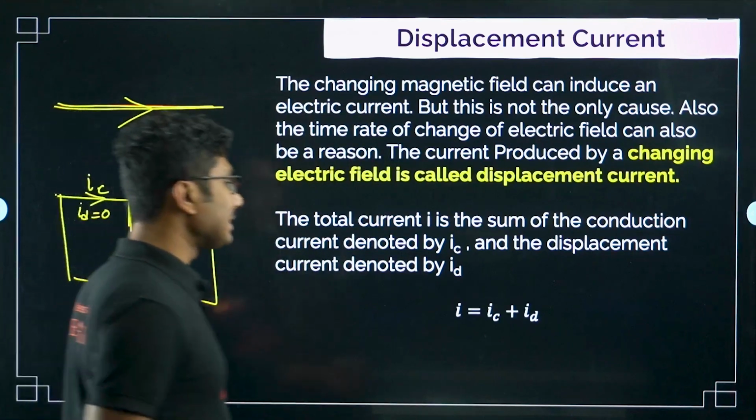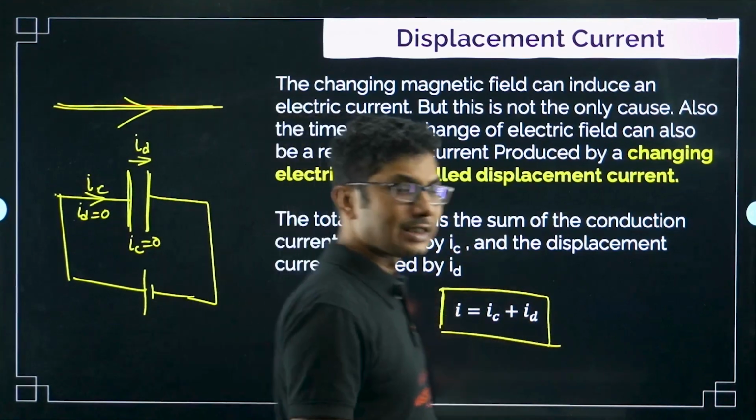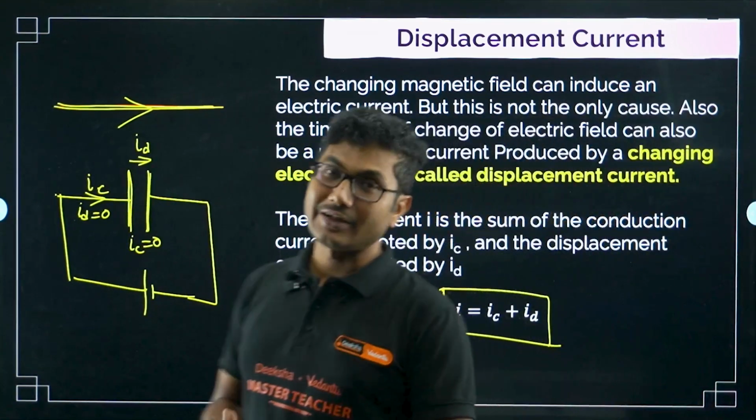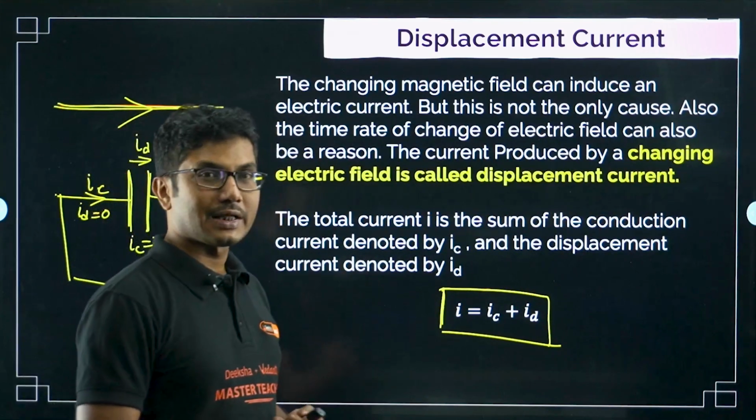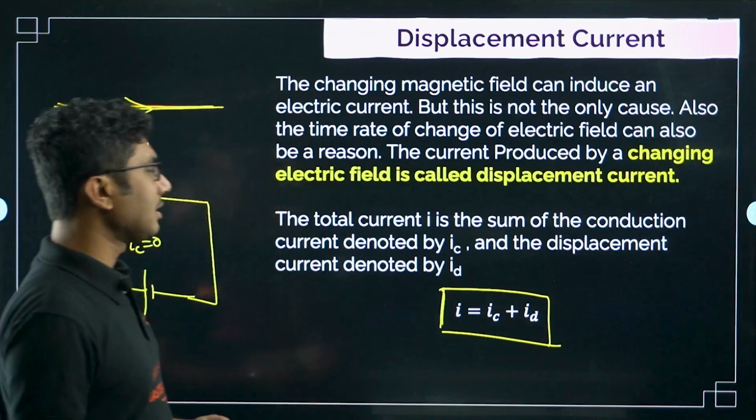So the total current generally is given by IC plus ID if both can exist simultaneously. In some cases, if you have a changing electric field linked with a conductor, there will be conduction current and there will be displacement current. So in that case, I will be IC plus ID. This is the general formula.